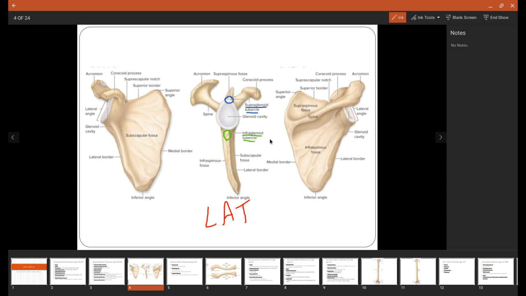We can also see the extent of our two processes. There's a spine. So here's our acromion or acromion process. And then on the anterior side, we see this coracoid process right here.